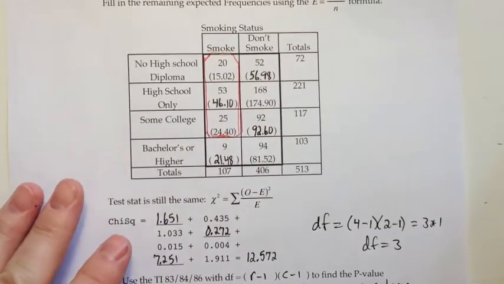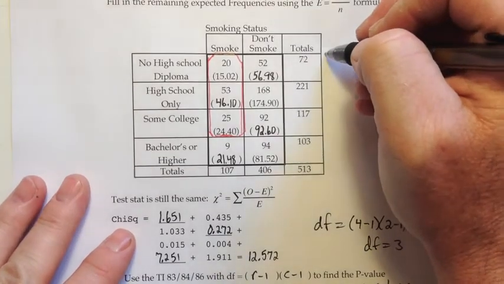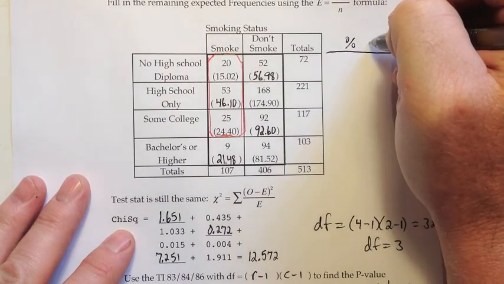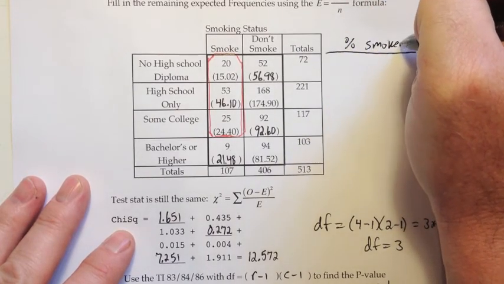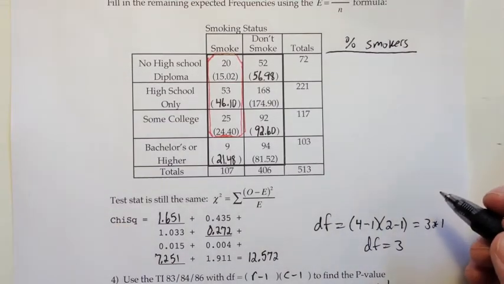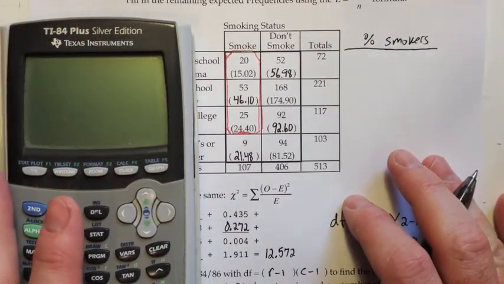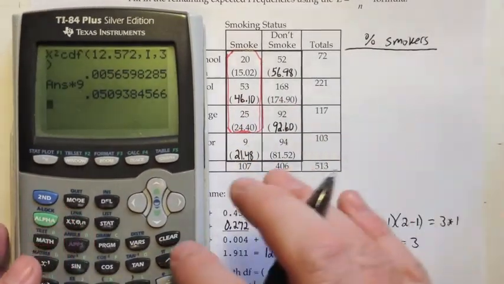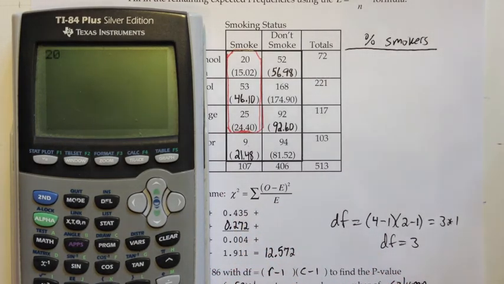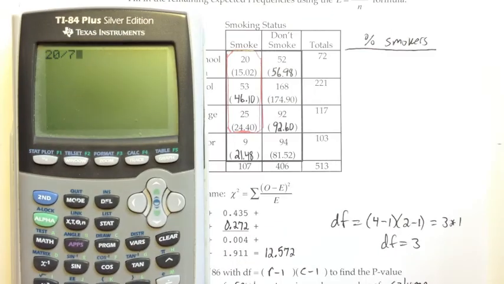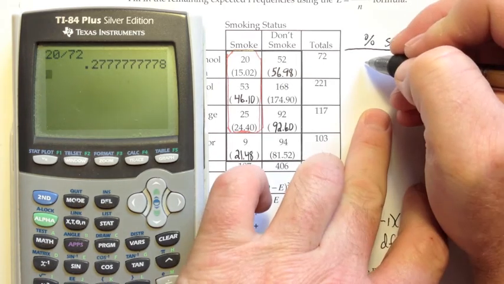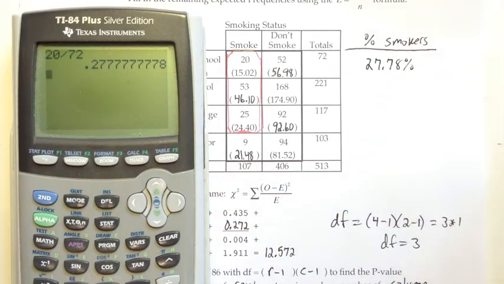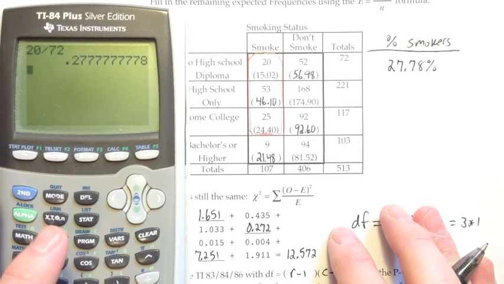So to answer that question, we just do something rather simple, just some basic math here. We're going to add a new column and call that the percent of smokers, and just figure that out for each one of these groups. That's fairly straightforward arithmetic. So what percentage of the people with no high school diploma are smokers? Well, there were 20 smokers out of 72 people. So that's 0.2778 or 27.78%.